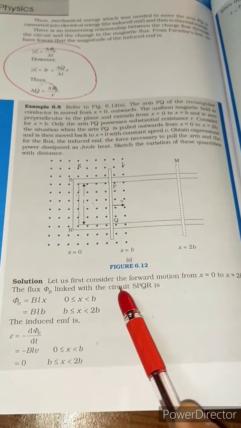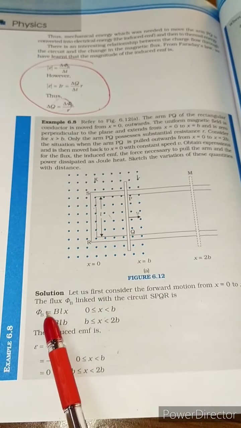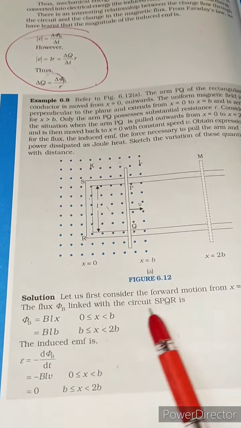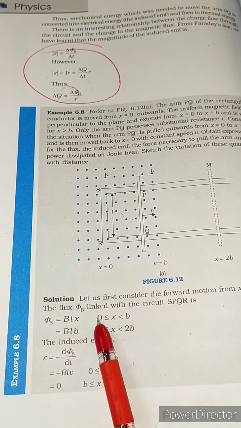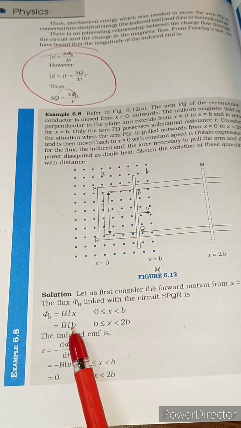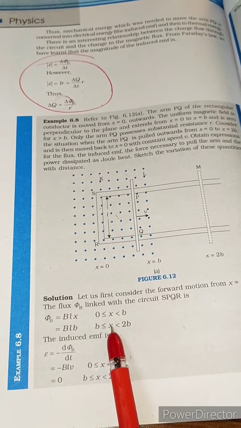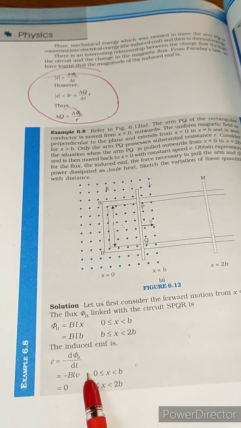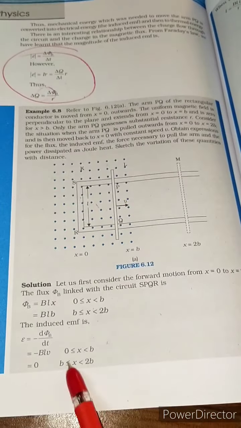See, first of all, let us consider the forward motion from x equals 0 to x equals b. Here the flux φB linked with the circuit SPQR is φB equals BLx, where x is between 0 and b, and it is also equal to BLb when x is between b and 2b. The induced EMF is epsilon equals minus dφB divided by dt, which is equal to minus BLv, under the same condition, and equal to 0 otherwise.